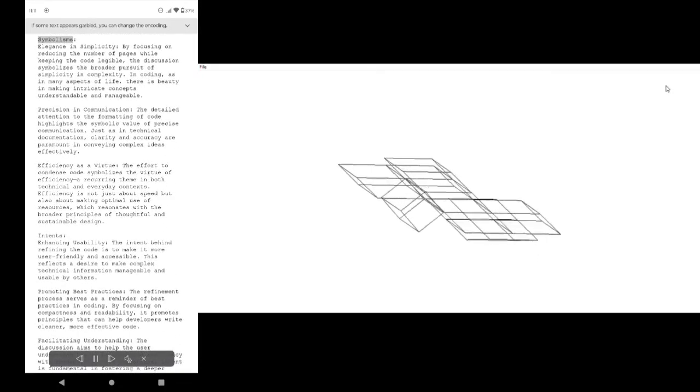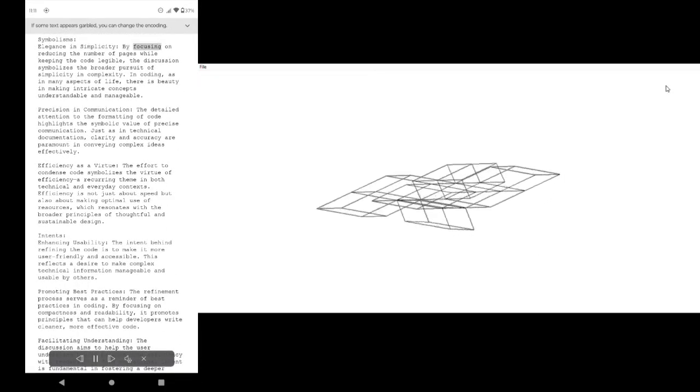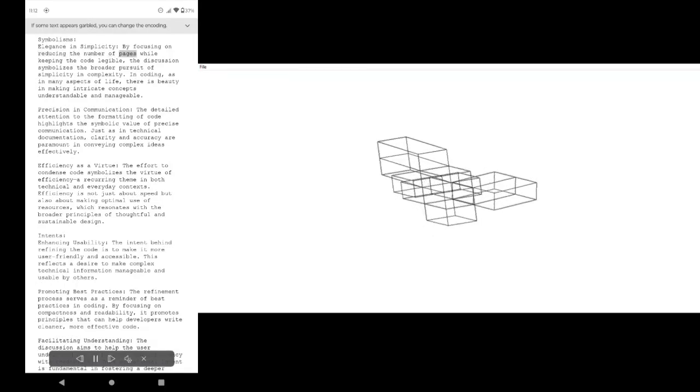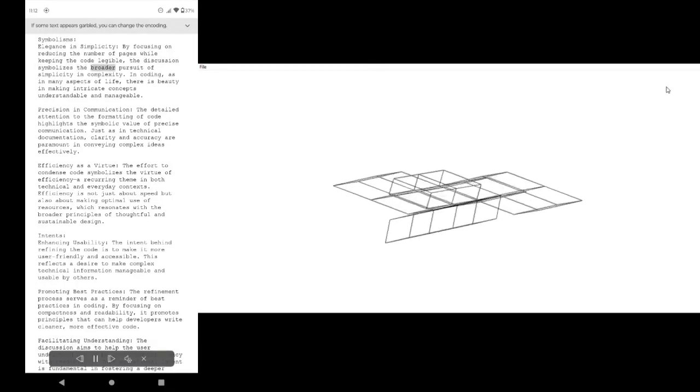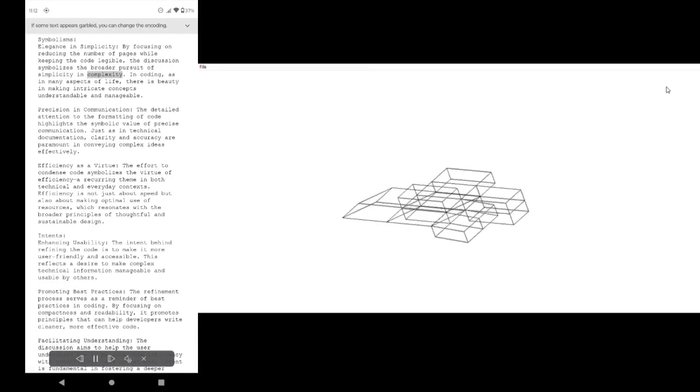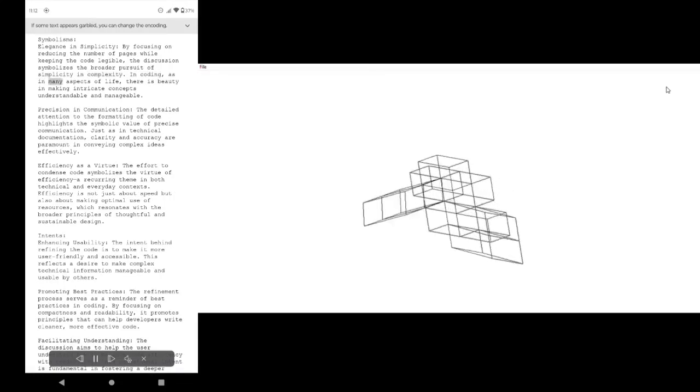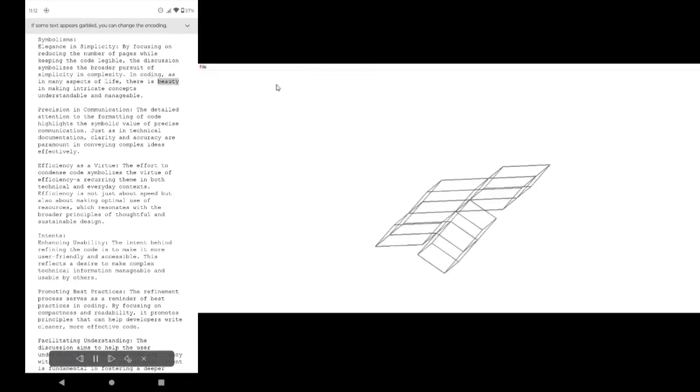Symbolisms. Elegance and simplicity. By focusing on reducing the number of pages while keeping the code legible, the discussion symbolizes the broader pursuit of simplicity within complexity. In coding, as in many aspects of life, there is beauty in making intricate concepts understandable and manageable.